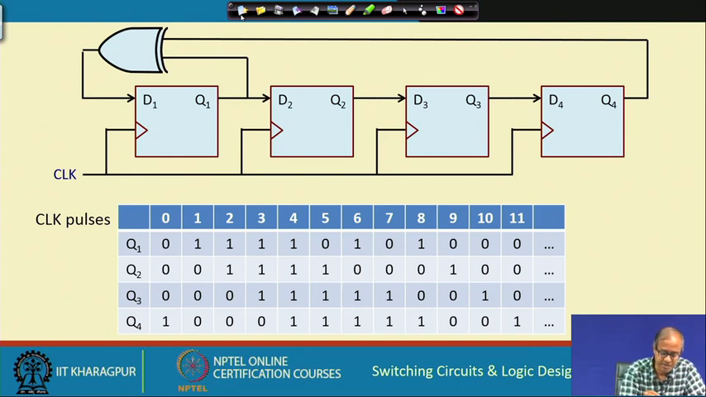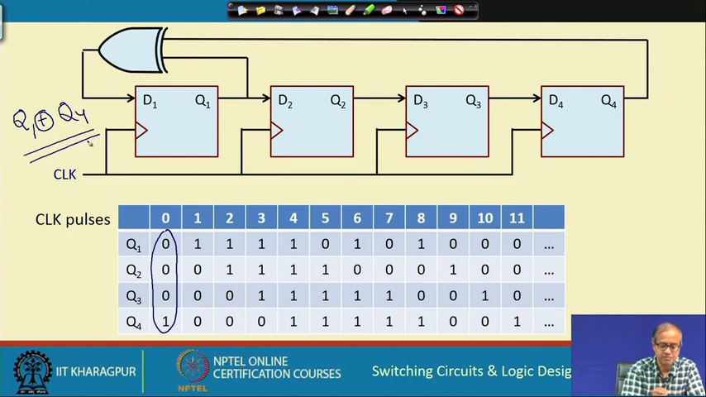Now, what we do? We initialize it with some suitable non-zero state. In the example that I have shown here, I have shown the clock pulses. 0 means this is the initial state. So, I am assuming initially Q4 is 1, and the other 3 are zeros. Now, if we look at the way we have connected, basically D1 is nothing but Q1 exclusive OR Q4. So, you take the exclusive OR of Q1 and Q4, and whatever it is, that is the next bit that will be shifted in. So, in this LFSR, the first thing is that it is a shift register. So, this shifting is taking place just like a normal shift register. With the clocks, the bits are getting shifted like this.